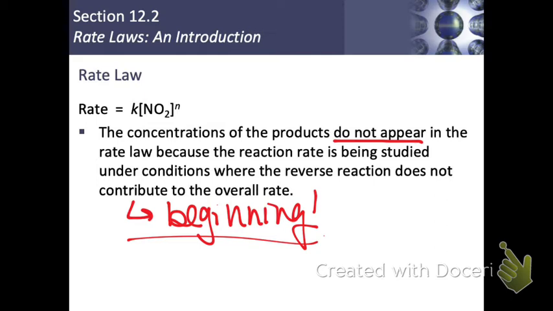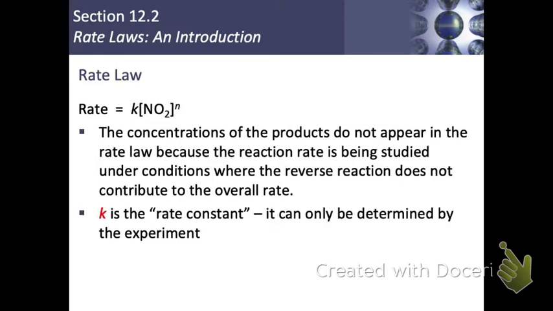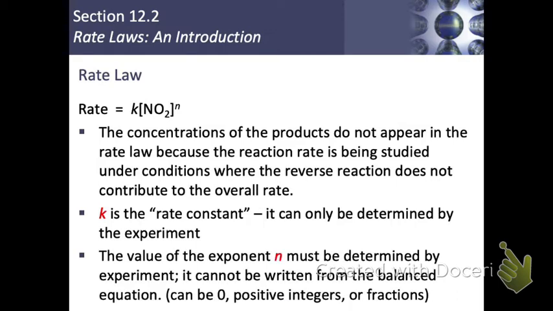K is the rate constant. It can only be determined by the experiment itself. So you can't theoretically calculate K without running experiments and getting data, right? We're not going to physically run the experiments. We're going to do problems that have the experiments already run. But you can't calculate K without having the actual rate data. So it's got to be done experimentally to find that. The same is true for the order of your reactants, that exponent. You have to have the experimental data in order to be able to calculate those values.